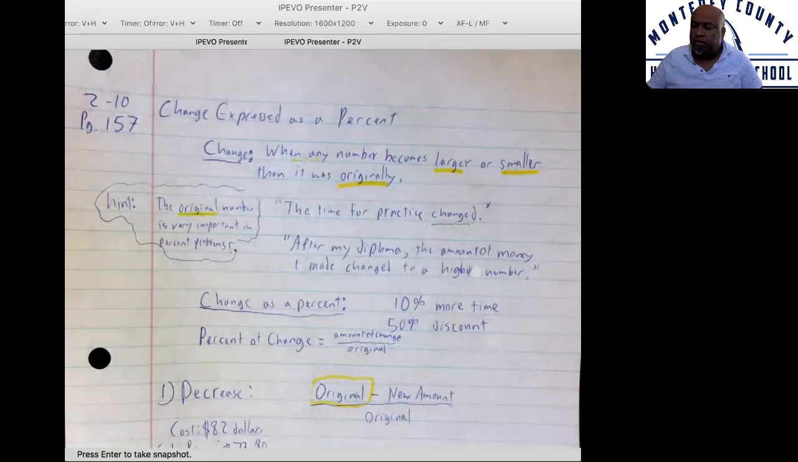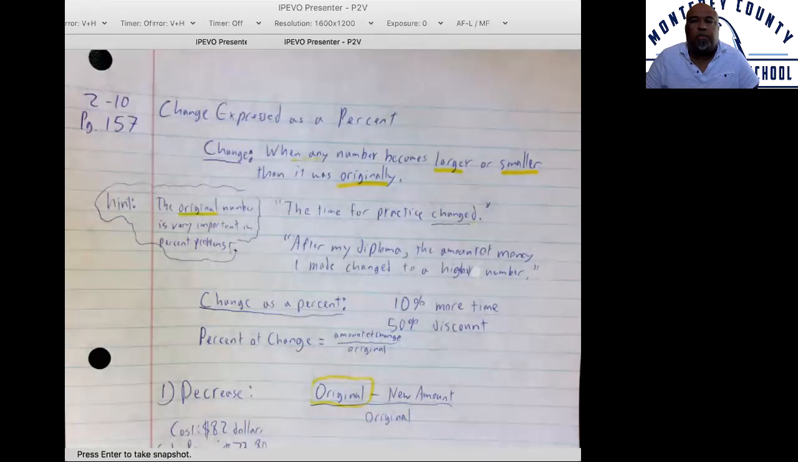Now, in the little sentences I said here, these are changes, like for example, if the practice used to be at 3 and now it's at 5, then it's just a change in time. After the diploma, if the amount of money changed to a higher number, then maybe someone was making like $100, now they're making $110, something like that. Okay, so in that case, it's just going up or down, or changing as just a regular number.